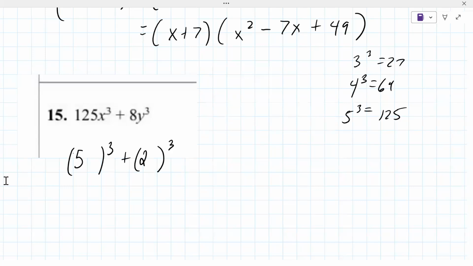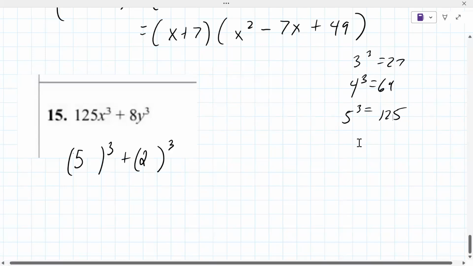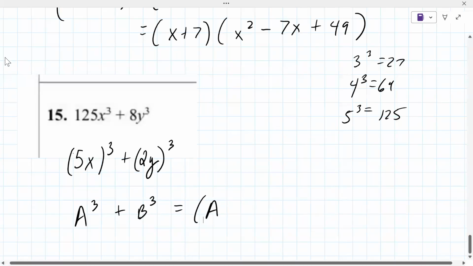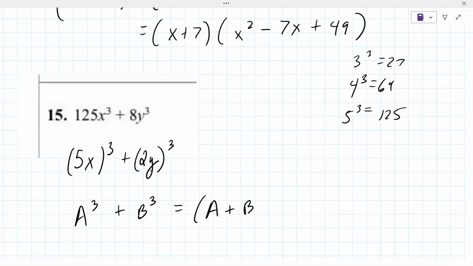There's another question: how high up do I need to remember? That way you know, no mystery. But it's not just a 5. How do you get back to 125x cubed? 5x. And how about the other one? 2y. Yeah, so this is where I really prefer this notation, because it's more representative: A is whatever's in parentheses, B is whatever's in parentheses.